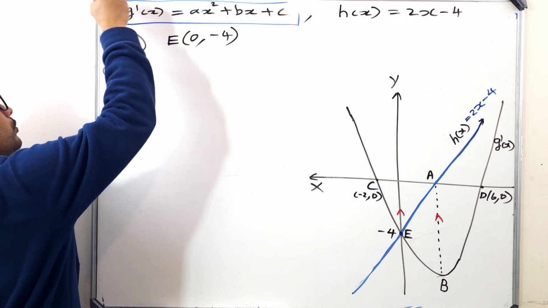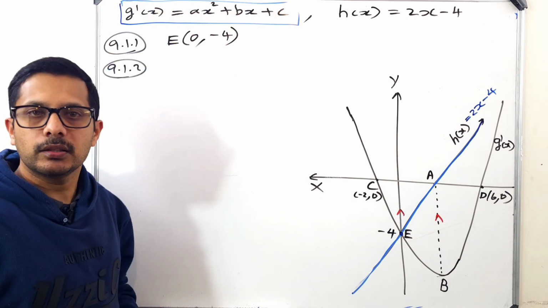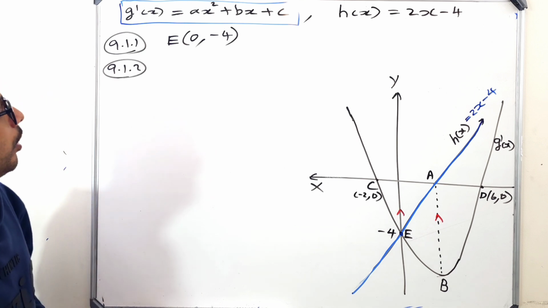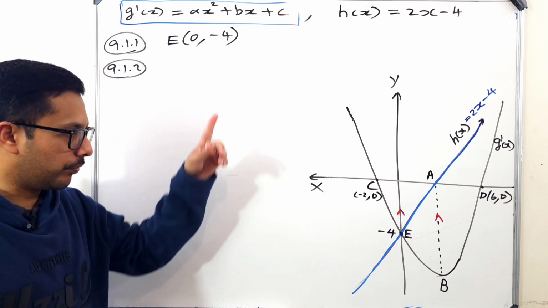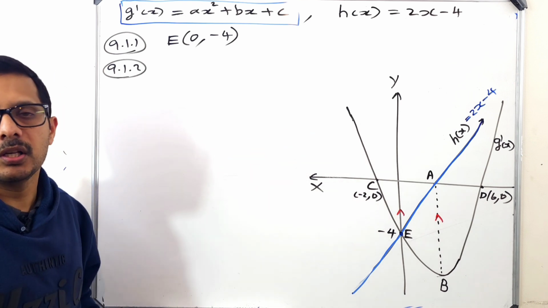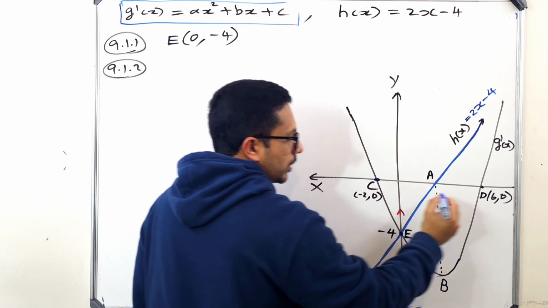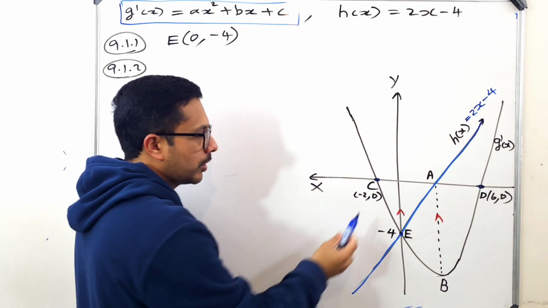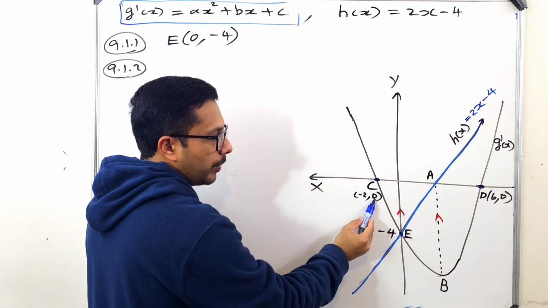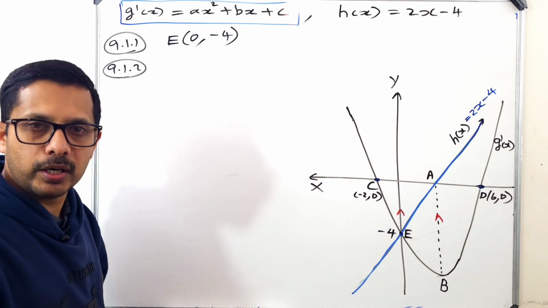Equation of G dash of x means what? You have to find the values of this a, b and c. That's all. So, how can you find the value of a, b and c? It's a quadratic graph. Am I right? Quadratic function. So, do you know the x-intercepts of the points? What are the x-intercepts? At this point it is -2, 0, and this point it is 6, 0, and this is a quadratic function.